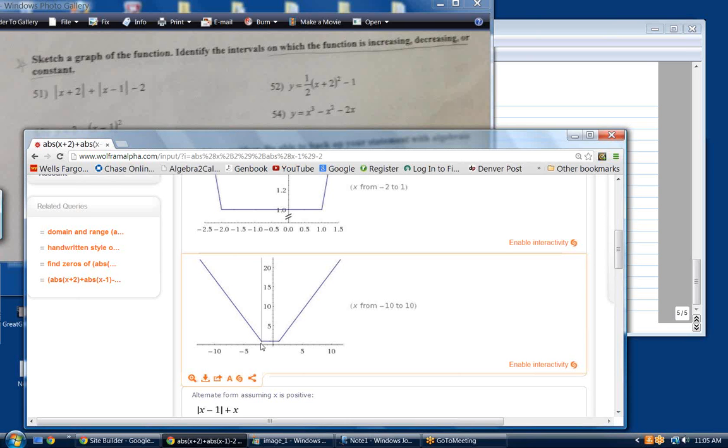It's constant from -2. What's this point here? I'm not so sure that's that easy to find on your calculator because the minimum is a range of x values. Yeah, it's 1.1 or 1.2.